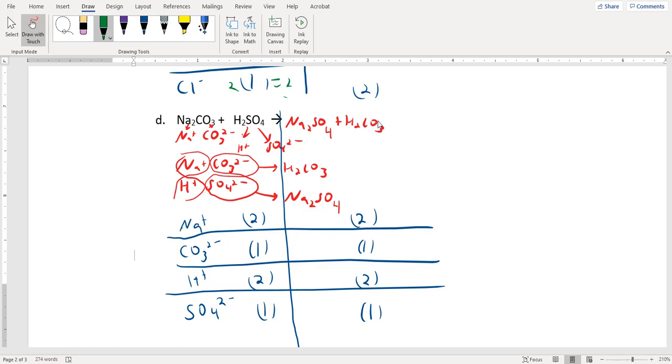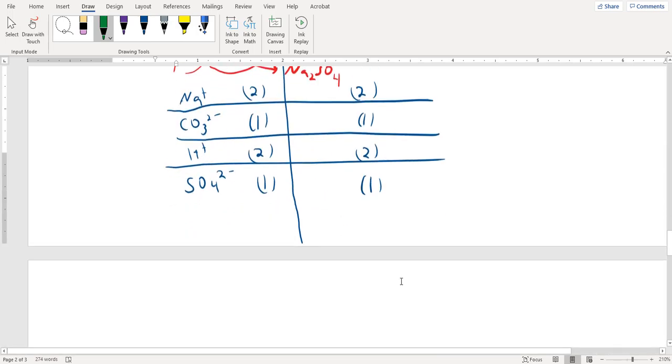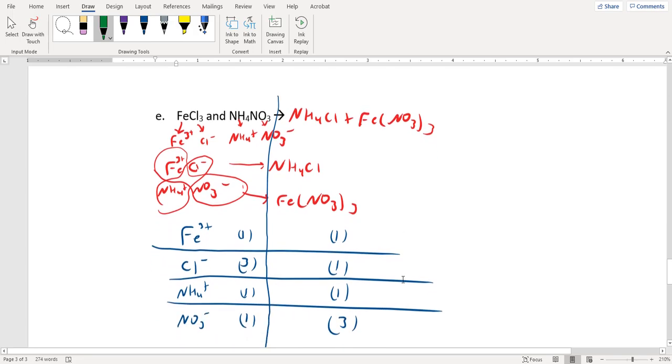So the sodium are balanced out, the carbonate are balanced out, the hydrogen are balanced out, the sulfate are balanced out. So we have a 1 to 1 to 1 to 1 ratio, as it's already balanced. That one's pretty easy to do. If you want to, the 1 can be implied, or you can include the 1s. It doesn't matter. In this case, I'll arbitrarily include the 1s, but they can be implied. Let's go to the next one.